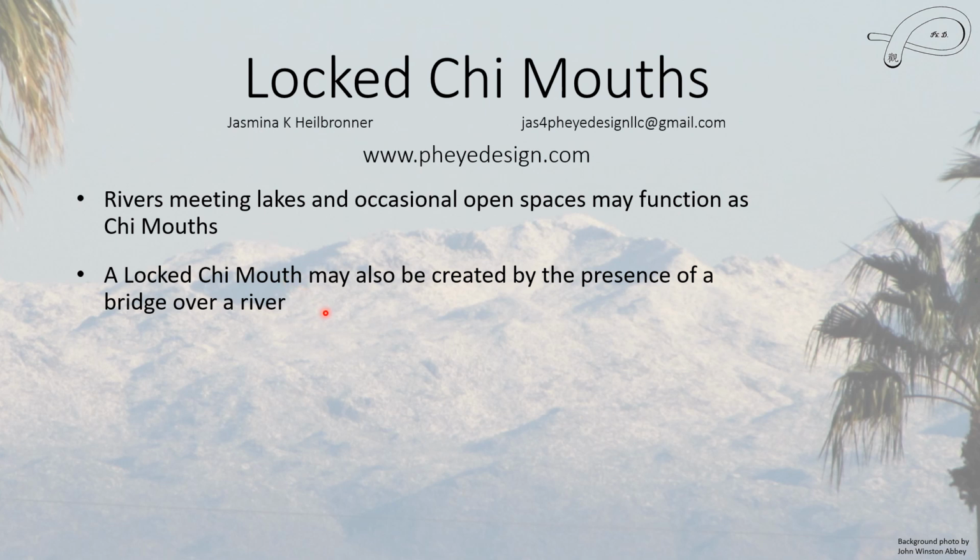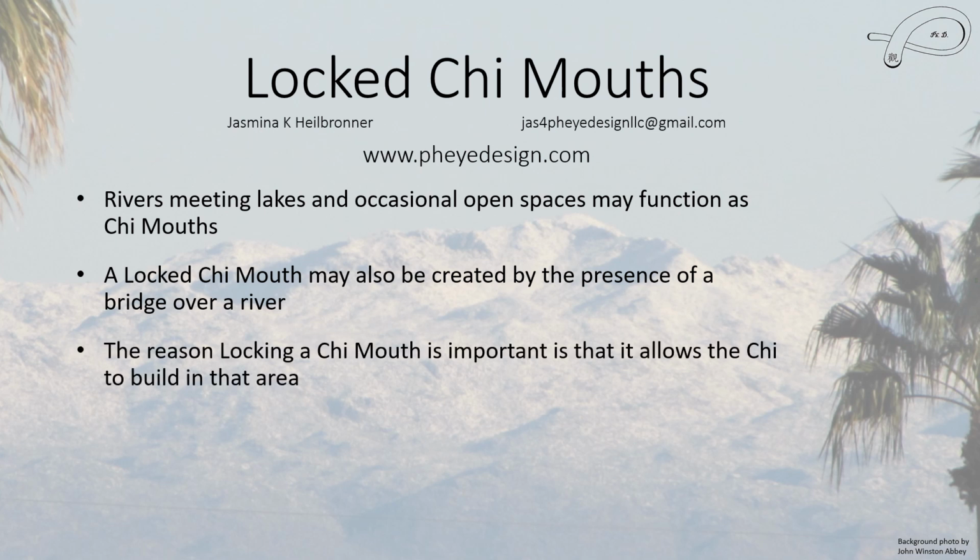Now, a locked chi mouth can also be created by the presence of a bridge over a river. And I'm going to show you some examples of this, so don't be too worried. The reason why locking a chi mouth is important is it allows chi to build up in the area right above the lock, that is, a little bit upstream of that lock. And that is the energy you're tapping into if you have the right setup.